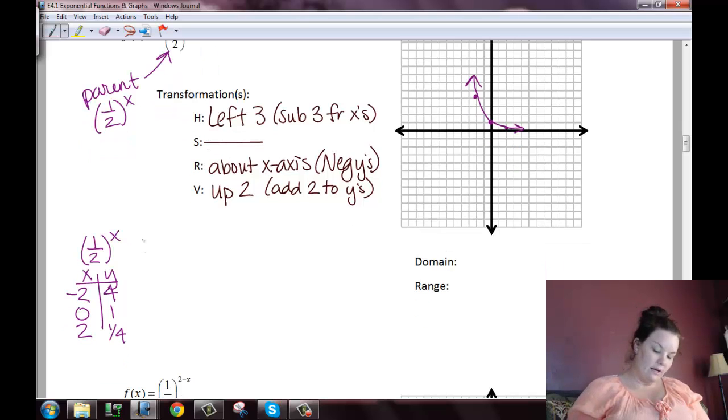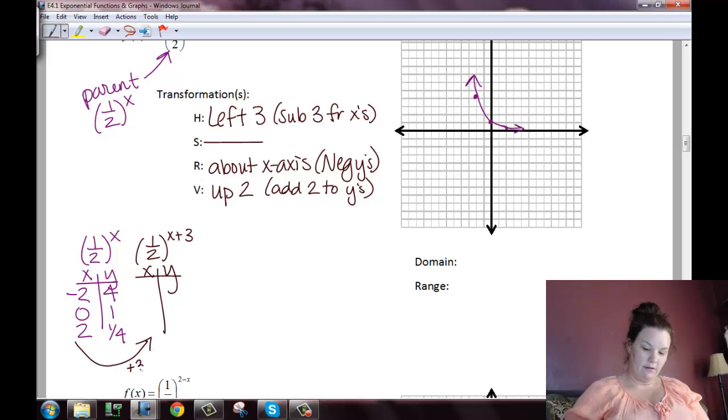To move it left 3, now my function looks like 1/2 to the x plus 3. So I need to take the x's from my previous table and add 3. Oh, I'm sorry, subtract 3. Subtract 3 from them. So negative 2 minus 3 is negative 5. 0 minus 3 is negative 3. And 2 minus 3 is negative 1. My y's stay the same. So 4, 1, 1/4.